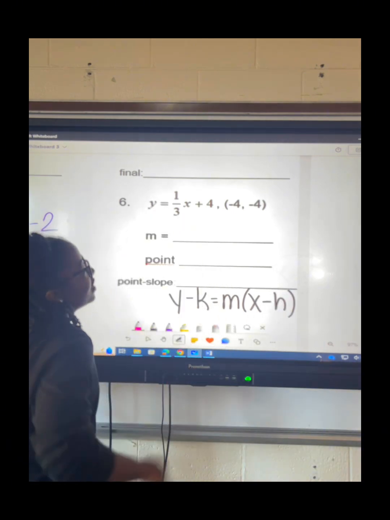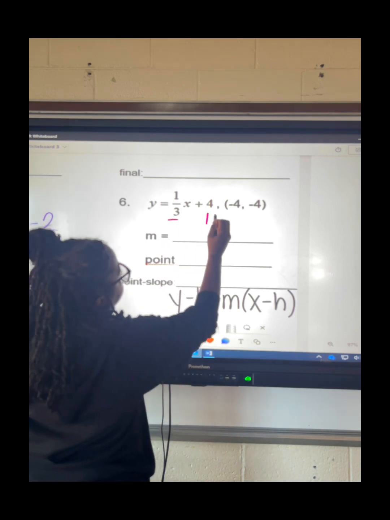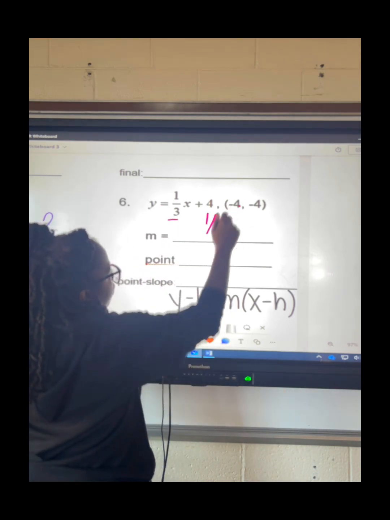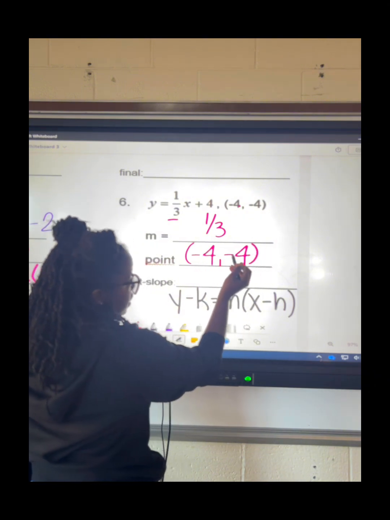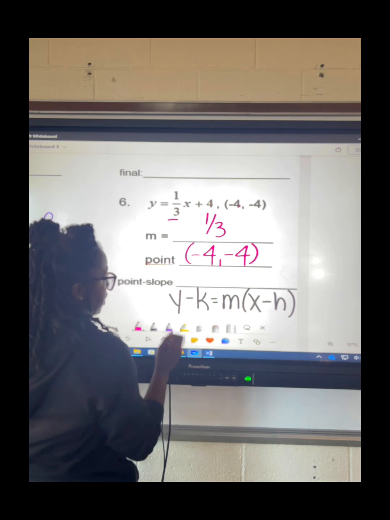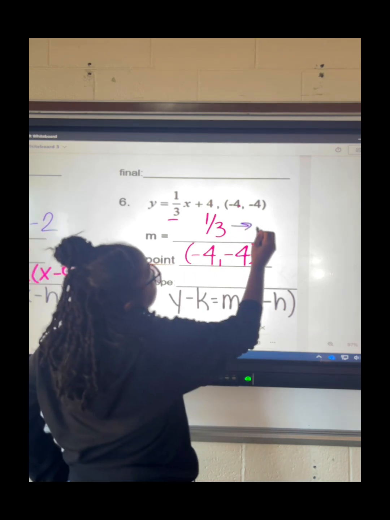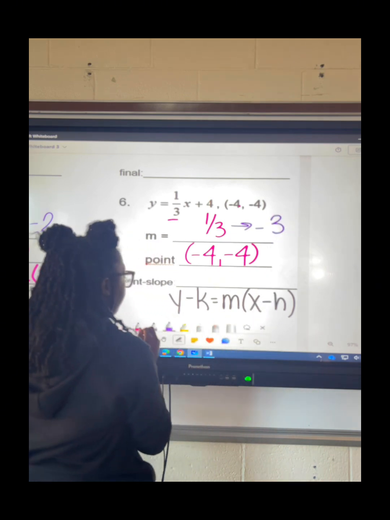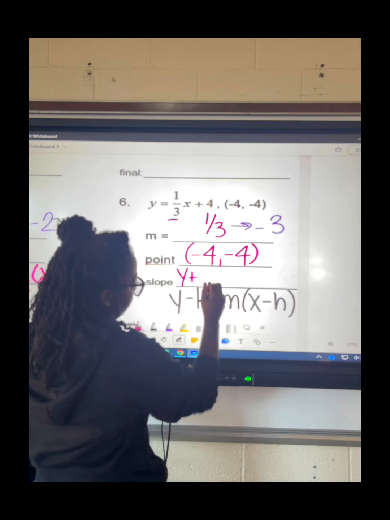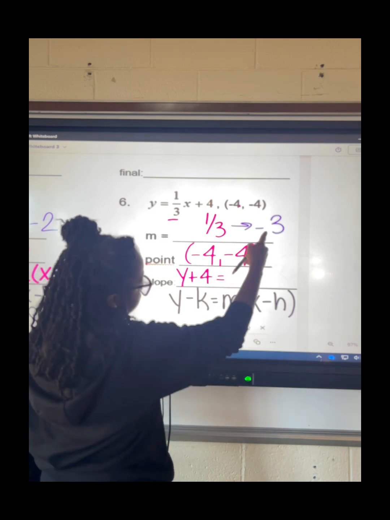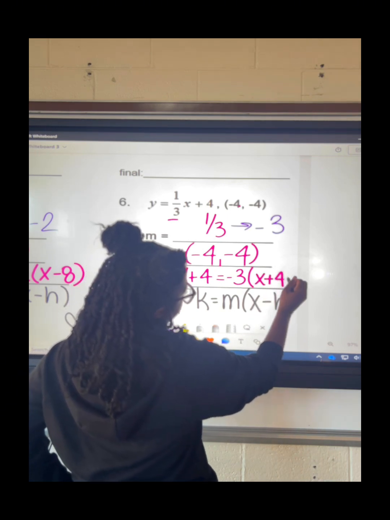I'm ready now. So what's the slope of my original line? 1/3. My point is (-4). So once you see this, you should know I'm going to be changing signs at some point. The opposite reciprocal of 1/3 is -3. Now I'm ready to build my equation. Y minus, or plus, 4 equals -3 times x plus 4.